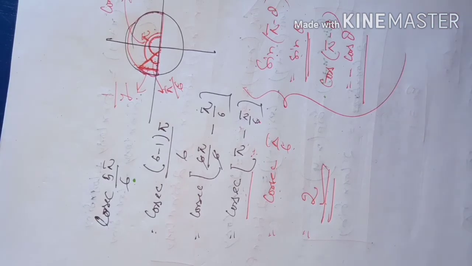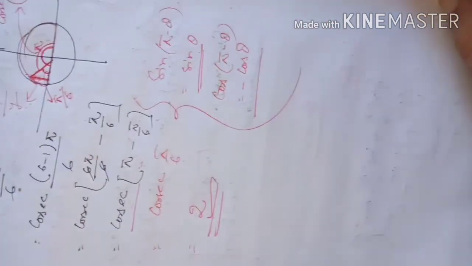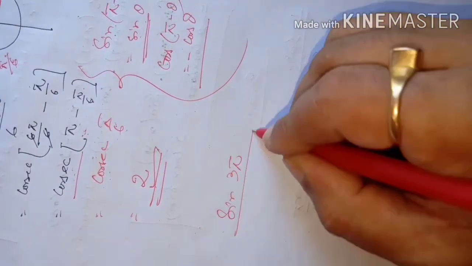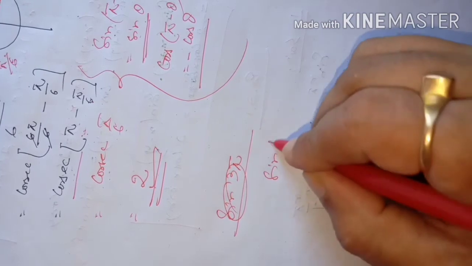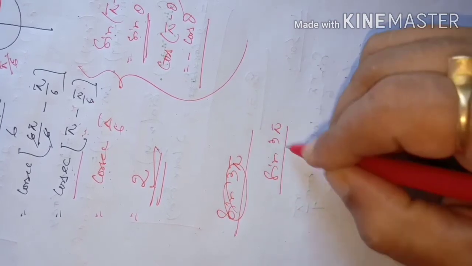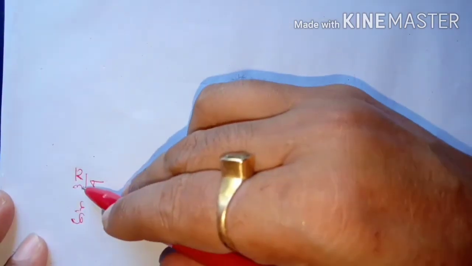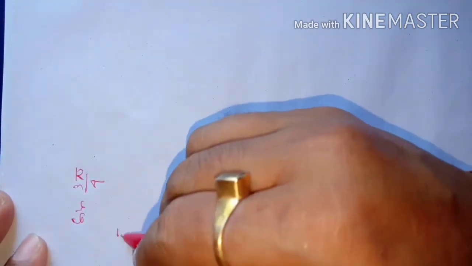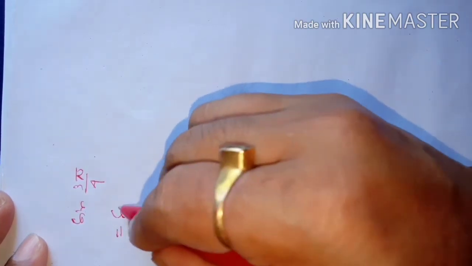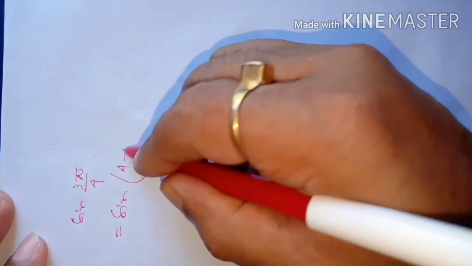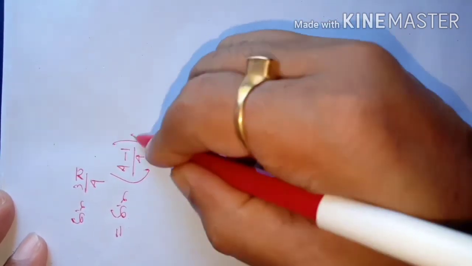Is it clear, dear students? Suppose you are given sine 3 pi by 4. Think about this one. One second, I am making mistakes. Just see, sine 3 pi by 4. What did I say just now? If you see the numerator is smaller than the denominator, then express the numerator in terms of the denominator this way. 3 can be expressed as 4 minus 1, so 4 minus 1 by 4 into pi.